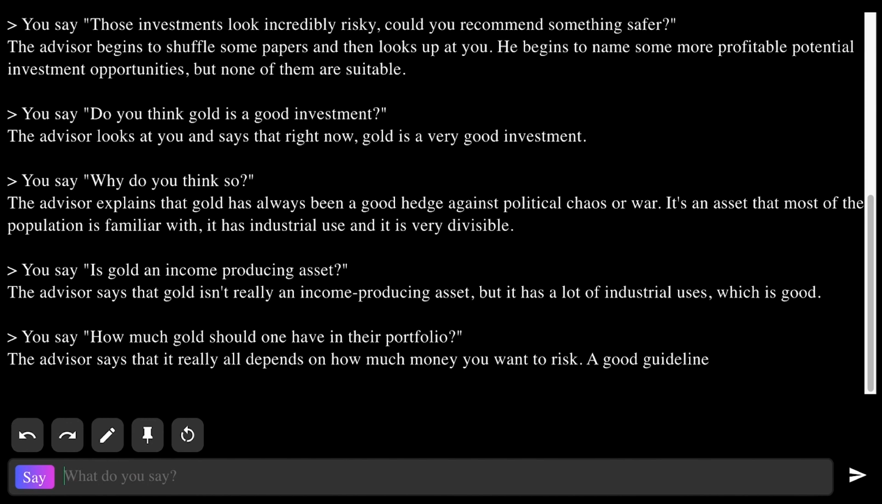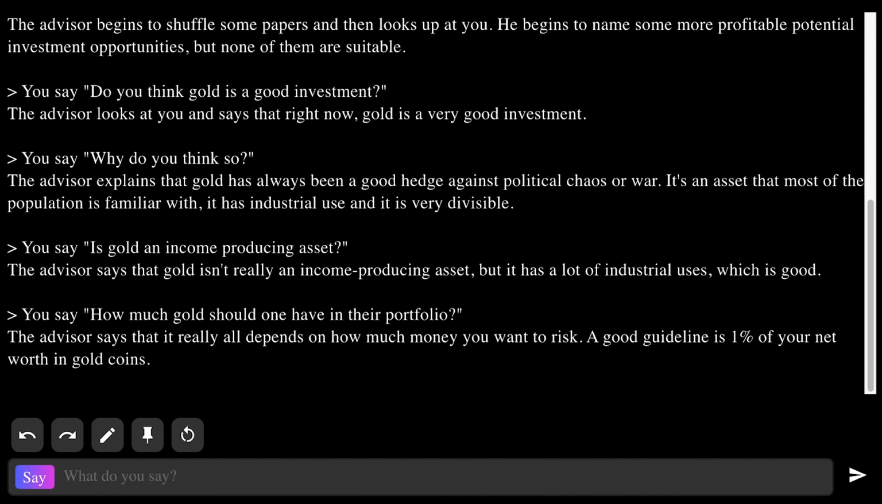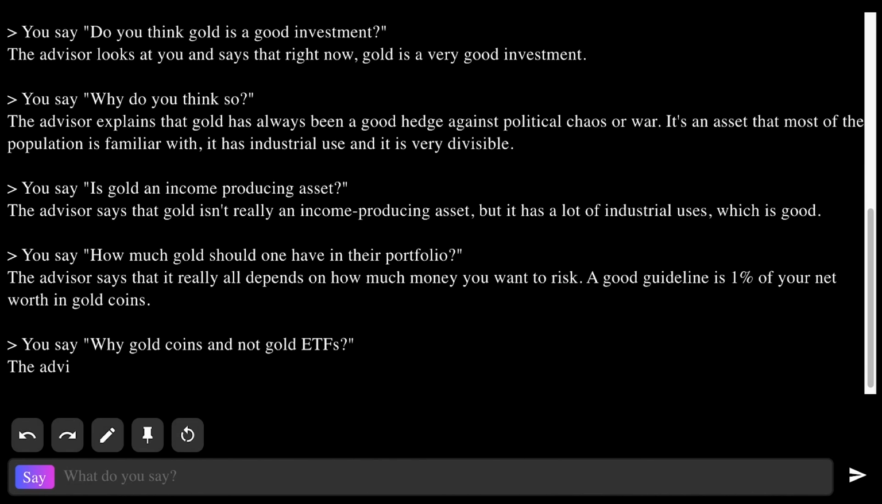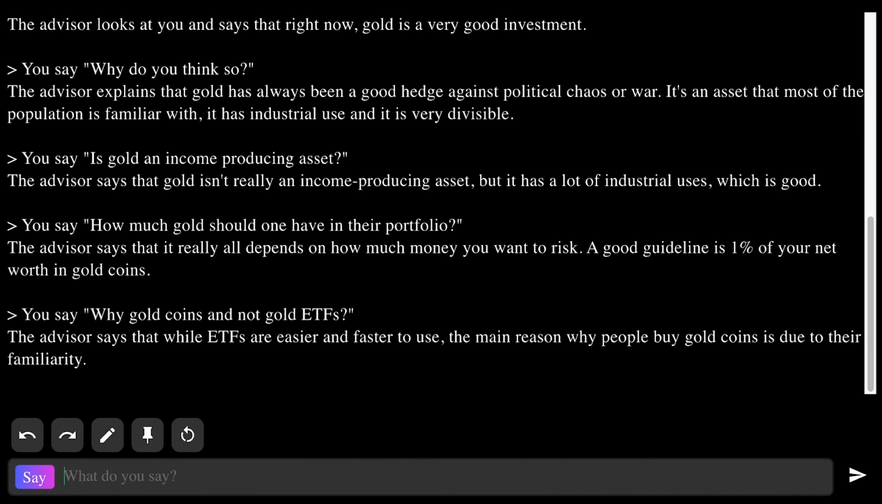The advisor says that it really all depends on how much money you want to risk. A good guideline is 1% of your net worth in gold coins. Okay, why did he choose gold coins out of all possible options? Why gold coins and not gold ETFs? The advisor says that while ETFs are easier and faster to use, yes, the main reason why people buy gold coins is due to their familiarity.